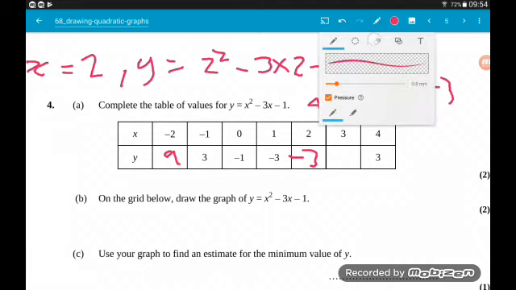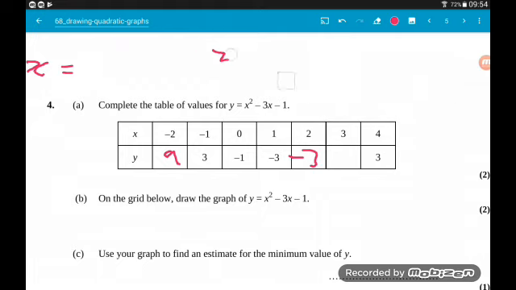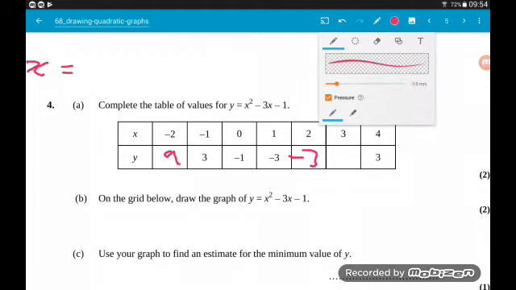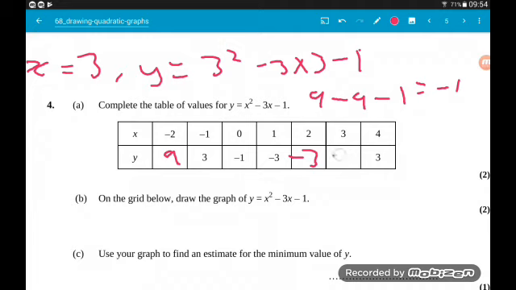And then when x is positive 3, we are going to get y is 3 squared minus 3 times 3 minus 1. So 3 squared is 9, minus 3 times 3 is minus 9, and then we got minus 1 on the end. So 9 minus 9 is 0, minus 1 is going to give us minus 1. Okay, so there are our table of values.